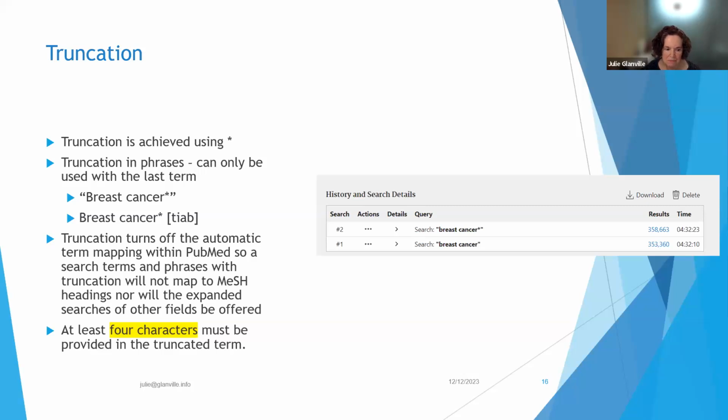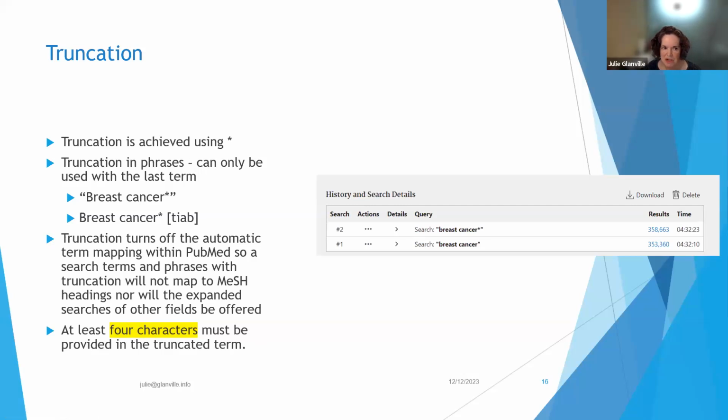And probably the most crucial thing to remember is that you need at least 4 characters for the truncation to work. If you truncate based on 3 characters, it's not going to work. And it's also bad practice anyway to truncate really short. But you need at least 4 characters before you begin the truncation.